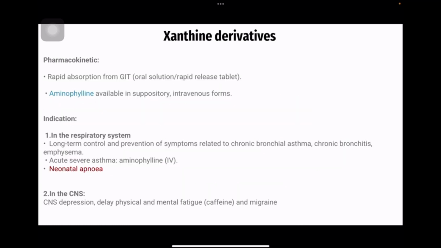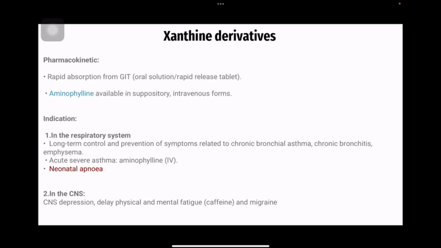Pharmacokinetics: rapid absorption from the GIT when taken as an oral solution or rapid release tablet, and also by suppository and the intravenous route for aminophylline. The indication of xanthine derivatives in the respiratory system is long-term control and prevention of symptoms related to chronic bronchial asthma, chronic bronchitis, and emphysema, and aminophylline is used by the IV route in acute severe asthma and neonatal apnea.